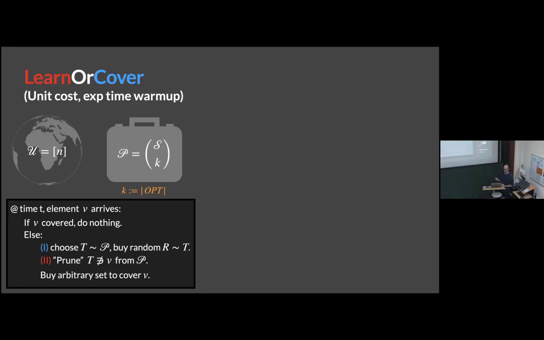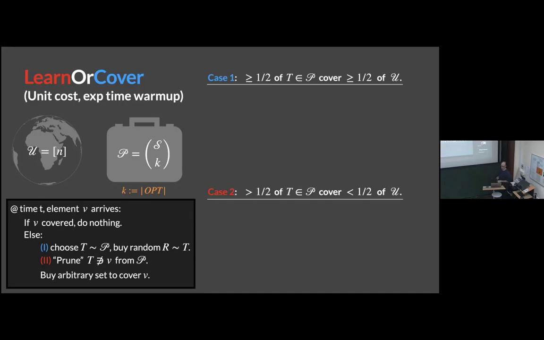Okay, we want to understand its cost. In rounds in which an element arrives and is covered, we incur no cost. In a round in which it arrives and is uncovered, we pay 2: one for R and one for this arbitrary backup set. So we just need to count the number of times we land in this else clause. All right, great. Case analysis. So case 1: at least half of the T in this P cover at least half of U.